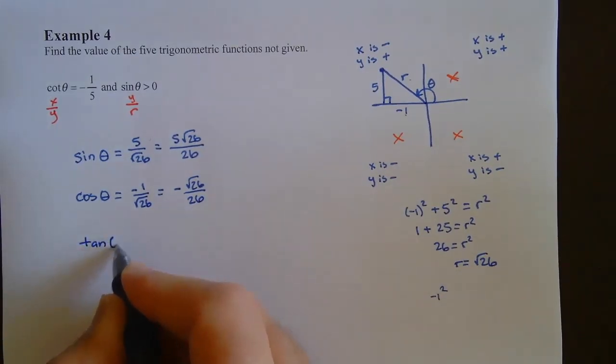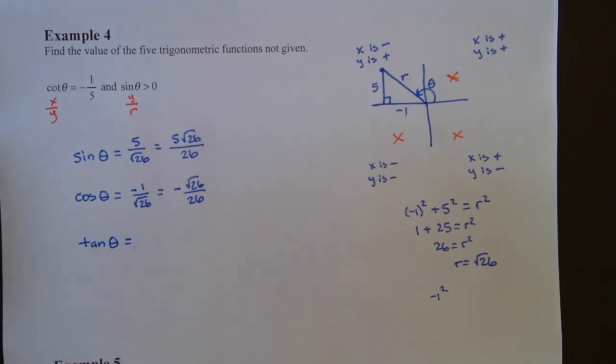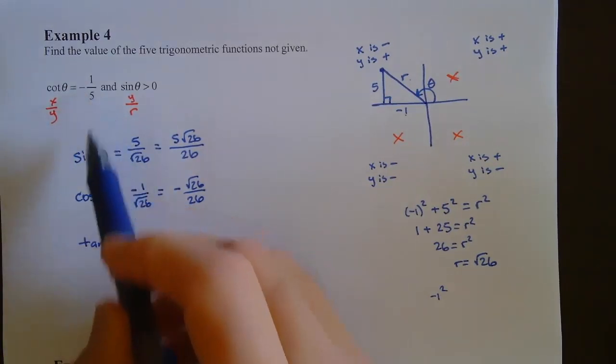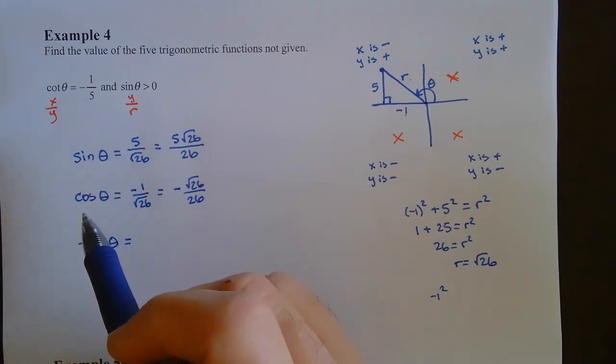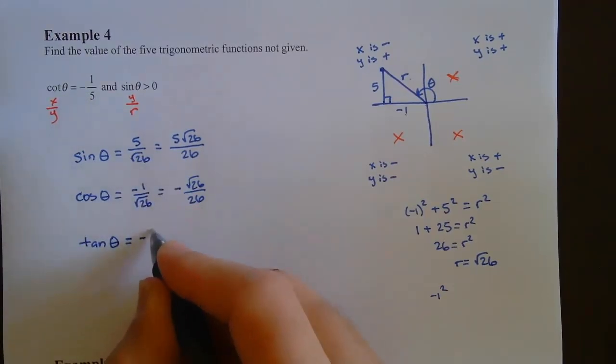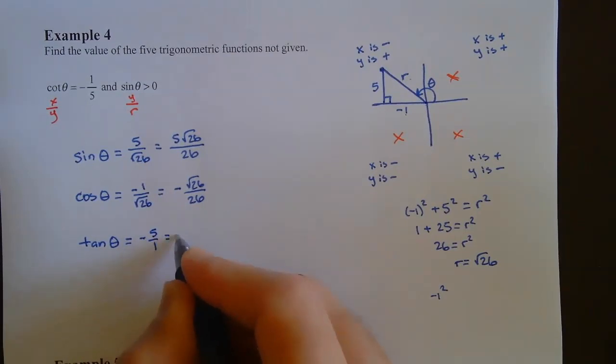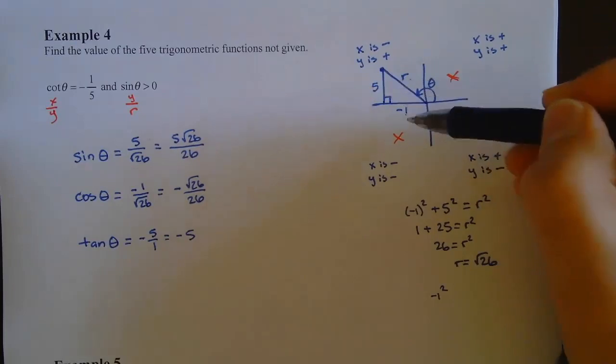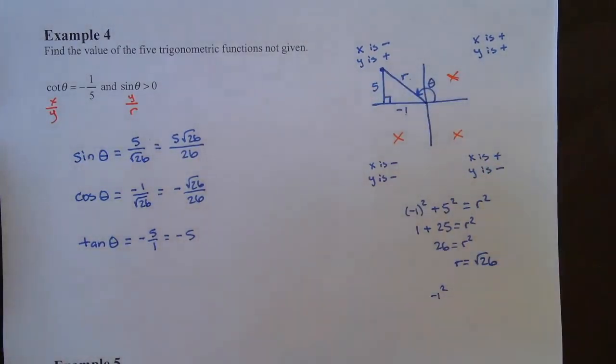Tangent of theta, okay? Well, actually, we just have to do the reciprocal of cotangent, right? So cotangent was -1/5, right? So tangent is -5 over 1, or -5, okay? Now, you could also do it over here, 5 over -1, right? Which would be -5, okay?